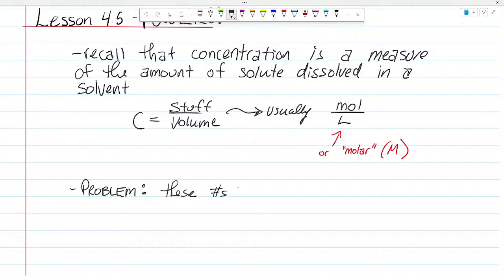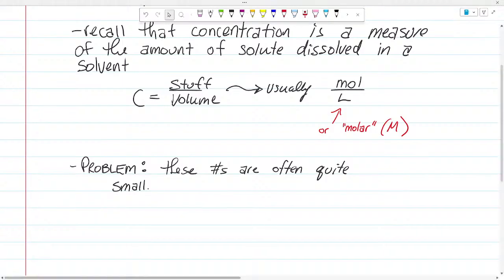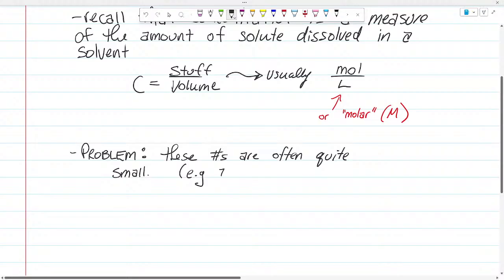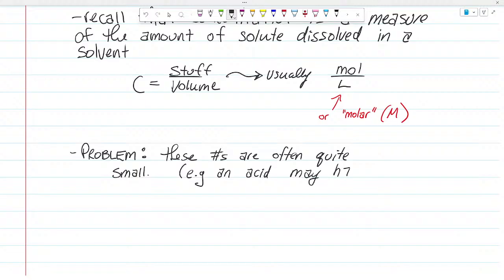These numbers are often quite small. And the example I want to use is that an acid, for example, may have a concentration of H plus equal to, I don't know, 1.5 times 10 to the negative 5 molar, or a concentration of H plus of 3.0 molar.